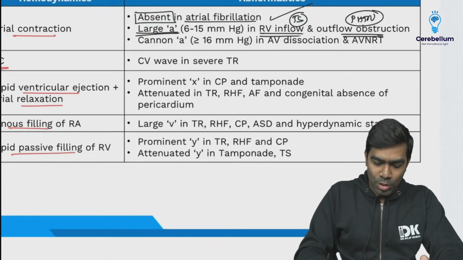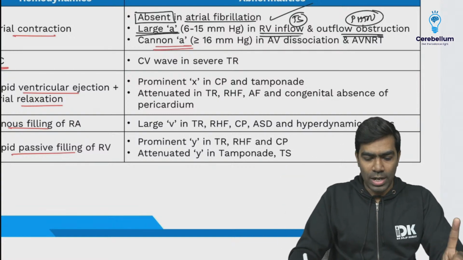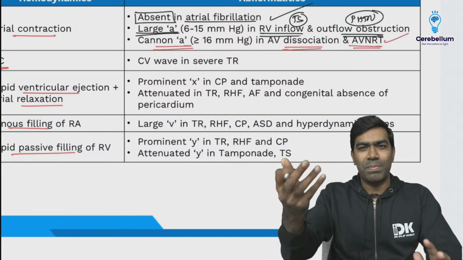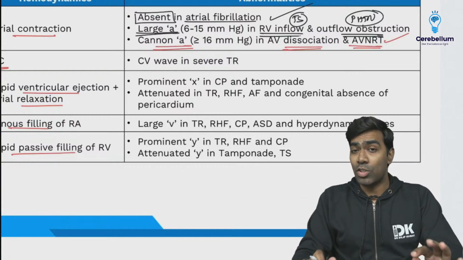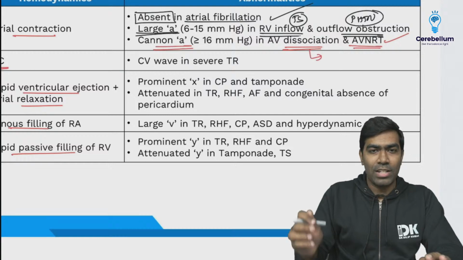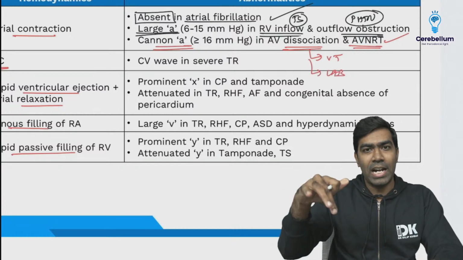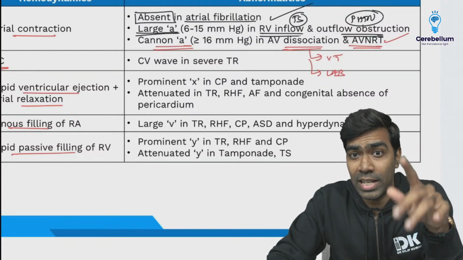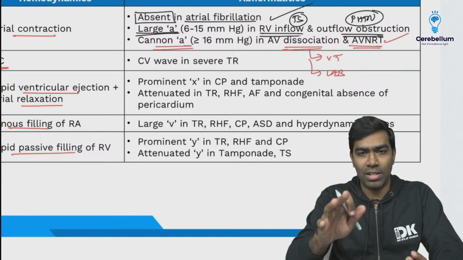Whenever you talk about Cannon A waves, very, very large A waves, you're going to see them in two conditions: AV dissociation and AVNRT. AVNRT you can remember as PSVT, as you tend to call it colloquially. So that is AVNRT or AV dissociation. When you talk about AV dissociation in an exam, only two causes should come to mind: VT and complete heart block. If it's a bradycardia with AV dissociation, think of complete heart block. If it's a tachycardia with AV dissociation, think of ventricular tachycardia.